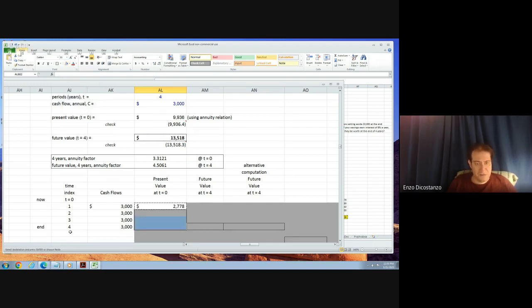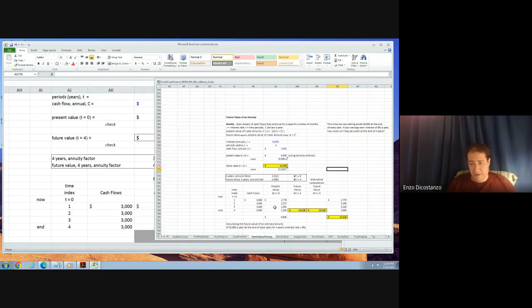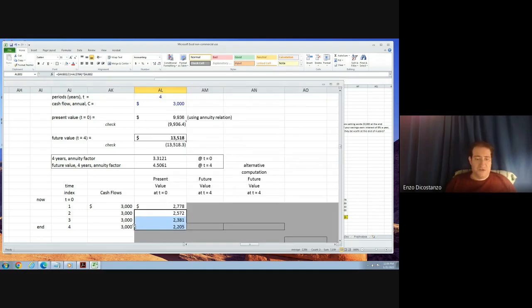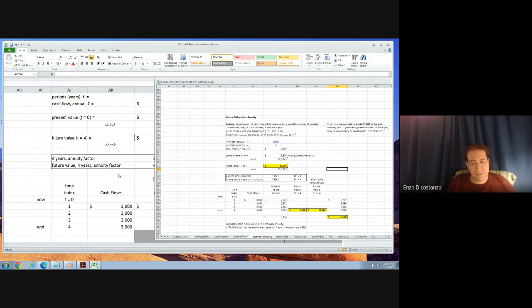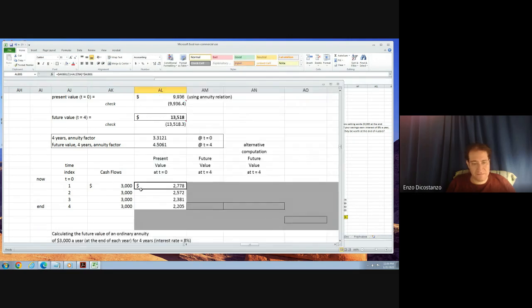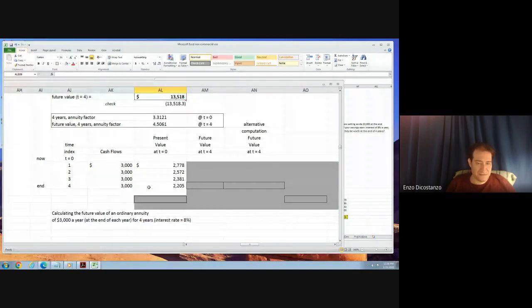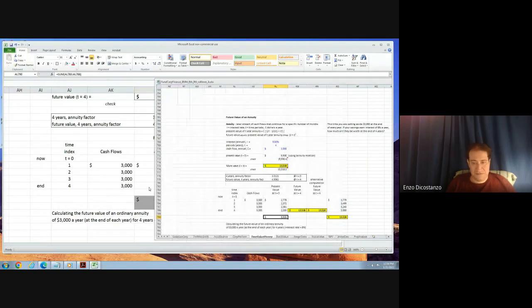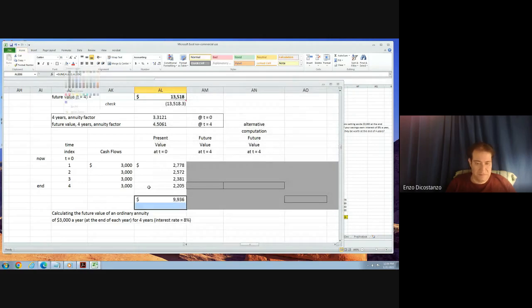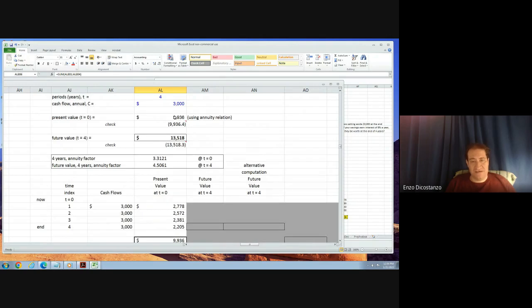Alt H V formula. There we go. Clear out the fill. And there you go. So 3,000 4 years out is 2,223.25, all that. Right there. That's how we got the 9,936, the present value of those 3,000.